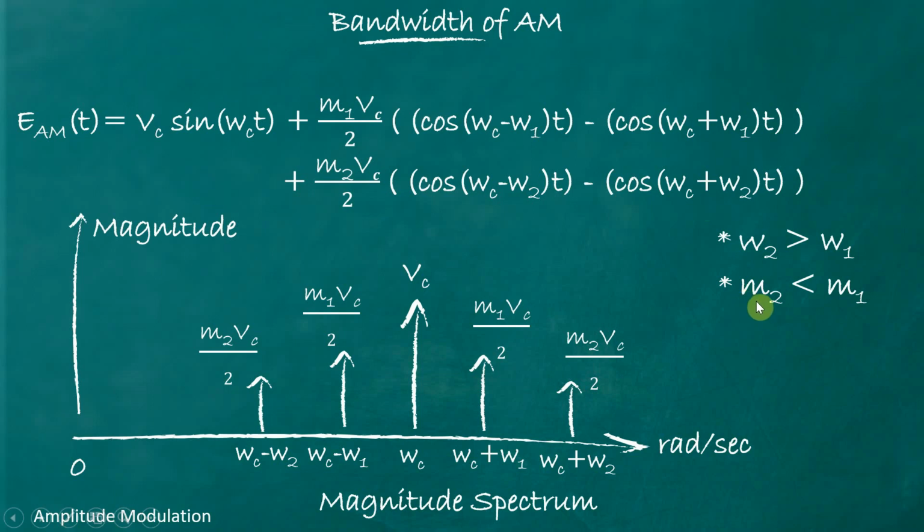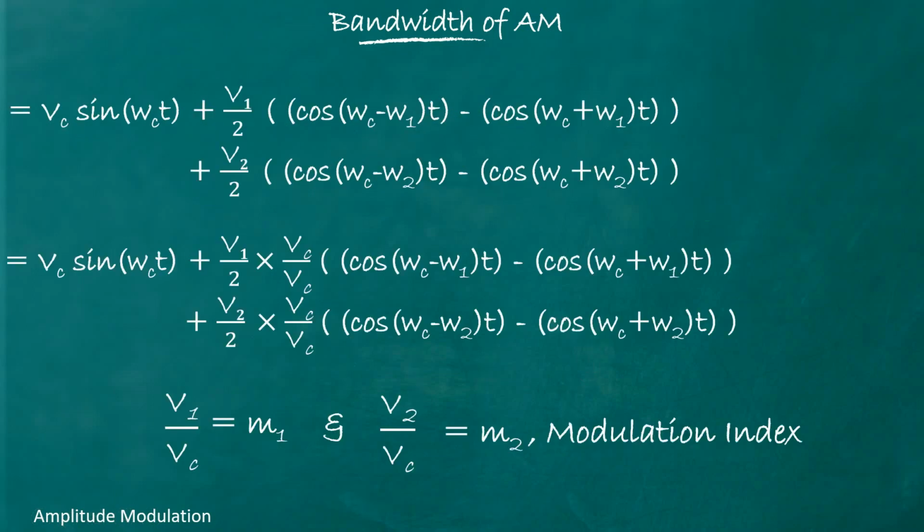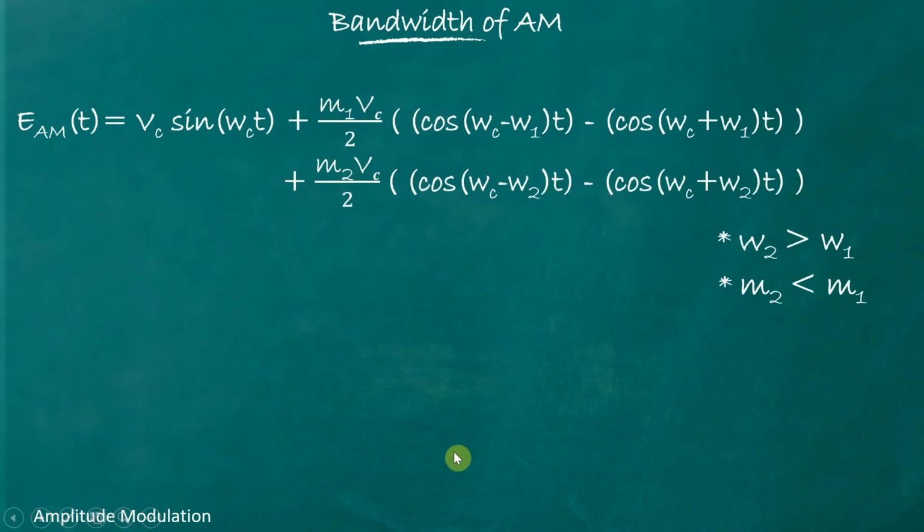See here I have mentioned M2 less than M1, means M1 greater than M2. So what is M1? M1 is V1 upon Vc. Here we have assumed V1 is greater than Vc. That's why M1 is greater than M2.